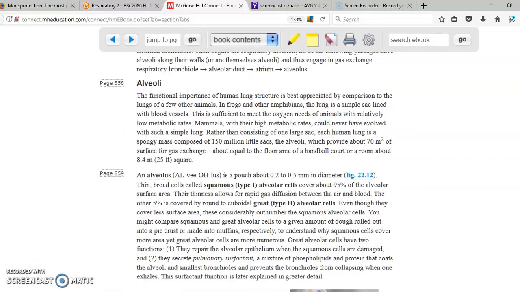And the alveoli has two cells. One cell is called squamous or type 1 cell, and the other one is great alveolar cell or type 2. Most of the walls of the alveoli are provided by the squamous cells, but the great alveolar cells type 2 produce surfactant, as you can see right here.